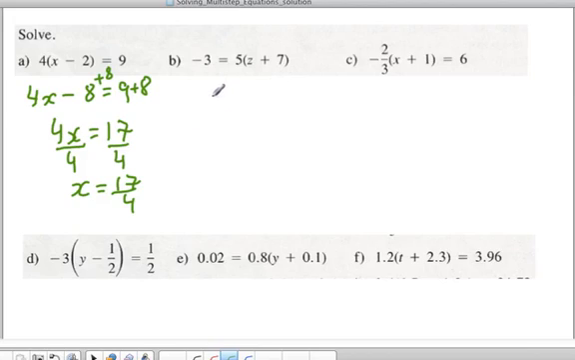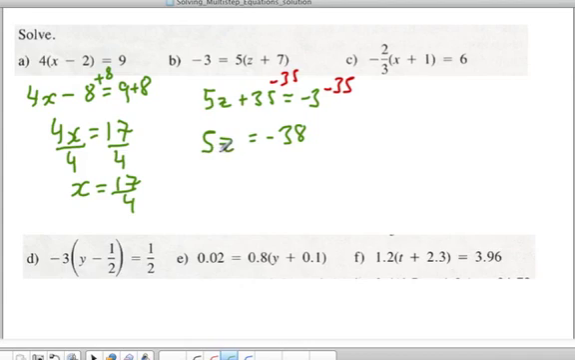front of the brackets. So this is going to be 5z plus 35 is equal to negative 3. So we subtract 35 from both sides. And we end up with 5z is equal to negative 38. Divide both sides by 5. And so z is equal to, and you can leave it as negative 38 over 5. Or you could have written negative 7 and 7.6.